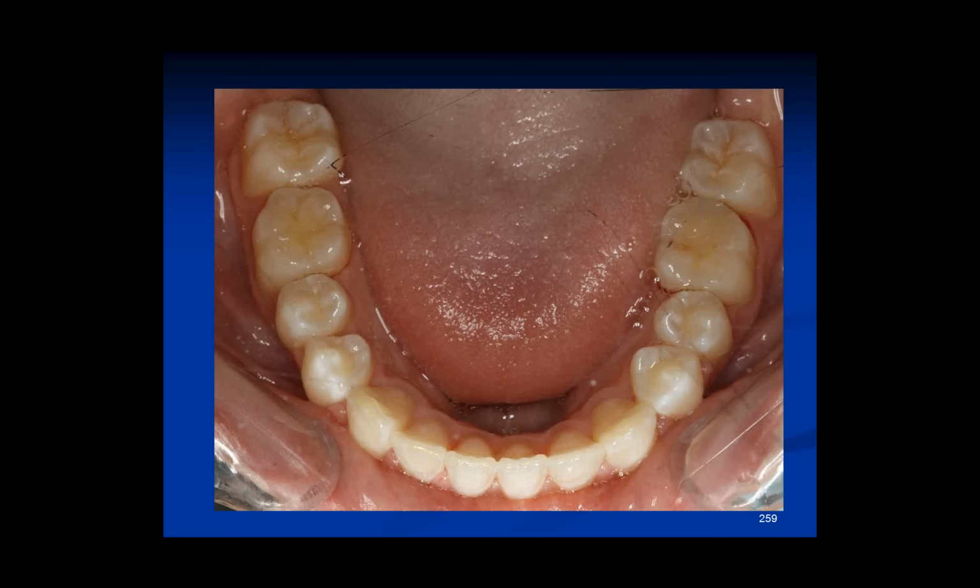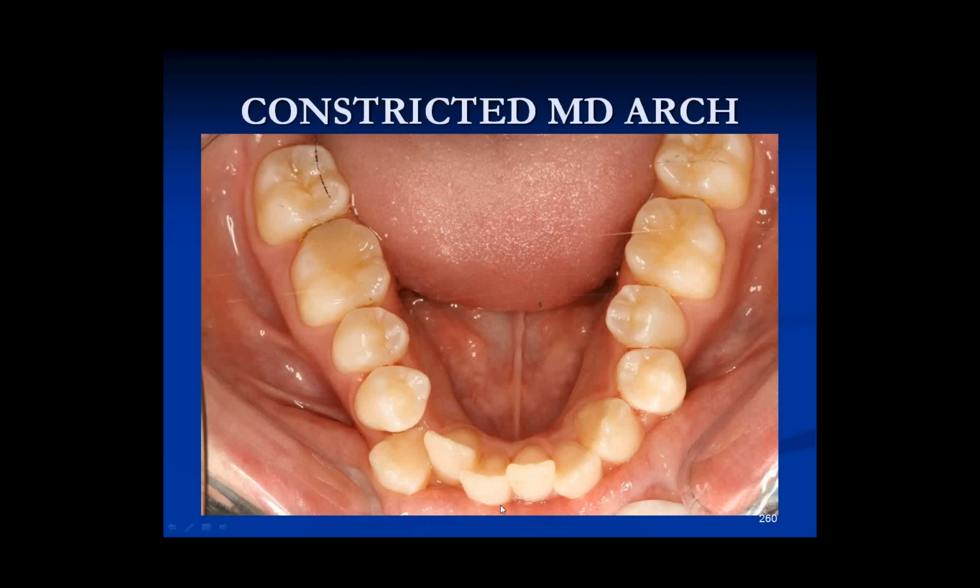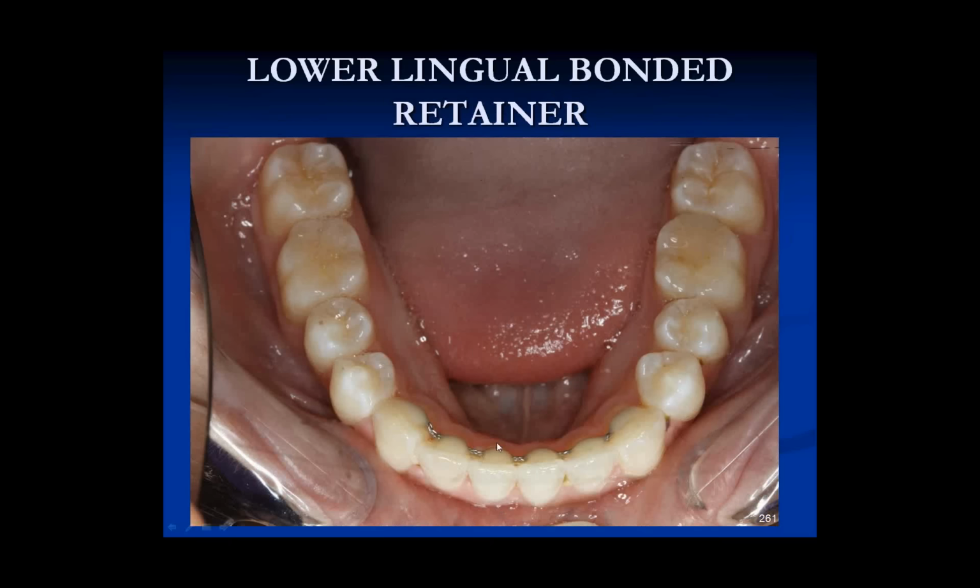This patient is probably not going to, hopefully, get sleep apnea because their tongue is forward. When the tongue falls back at night, that's what causes problems. So again, we always put a lingo bond retainer here at the end to keep all the teeth from relapsing.